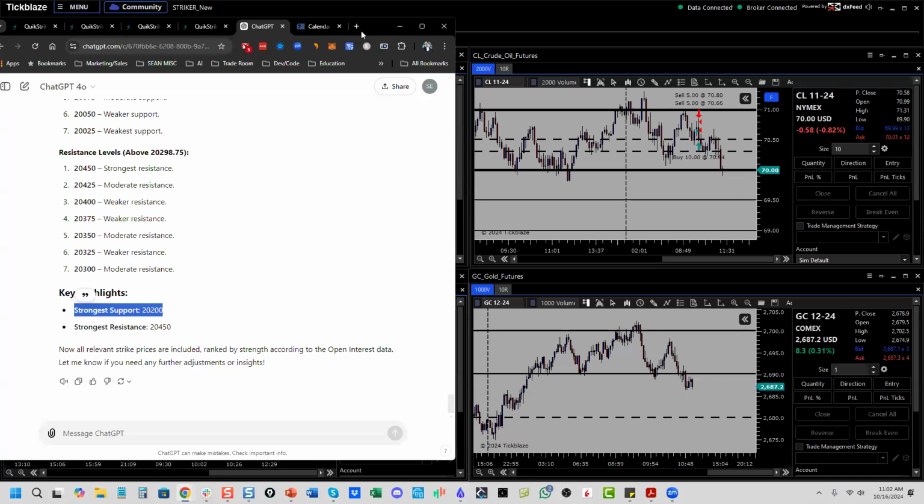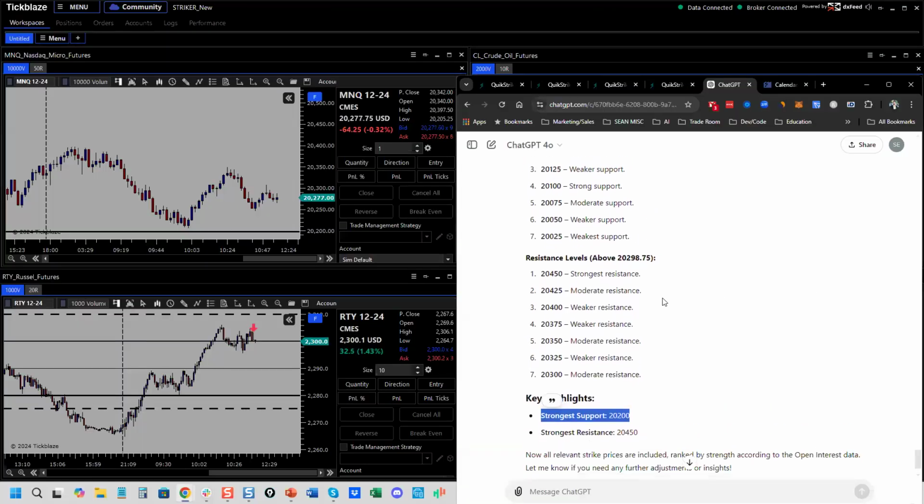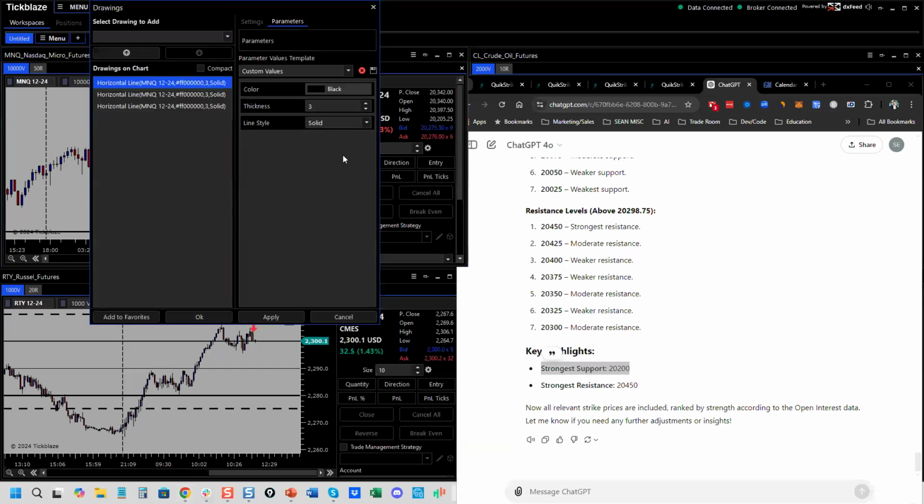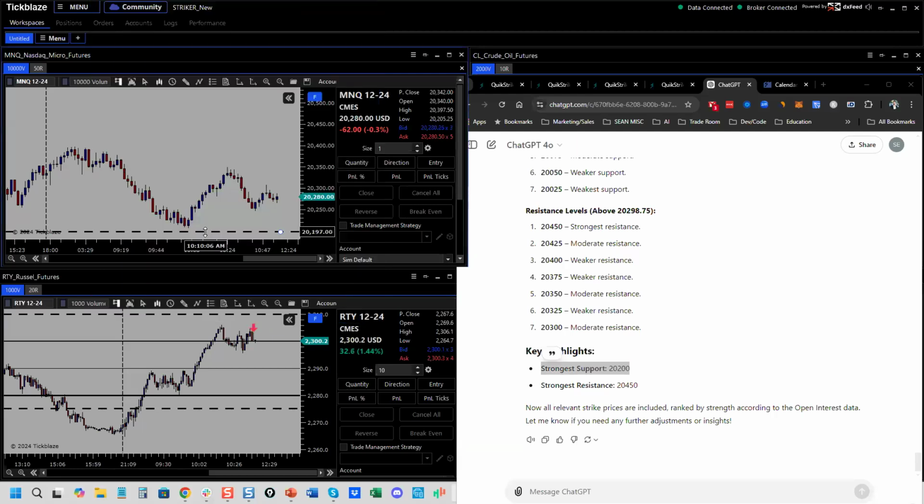Let's keep a lookout for crude oil. Let's map out the resistance before I lose it here. Resistance levels, biggest resistance 2450. Okay, so this was the biggest level of the day. Let's put some dashes on it. Yeah, right here.